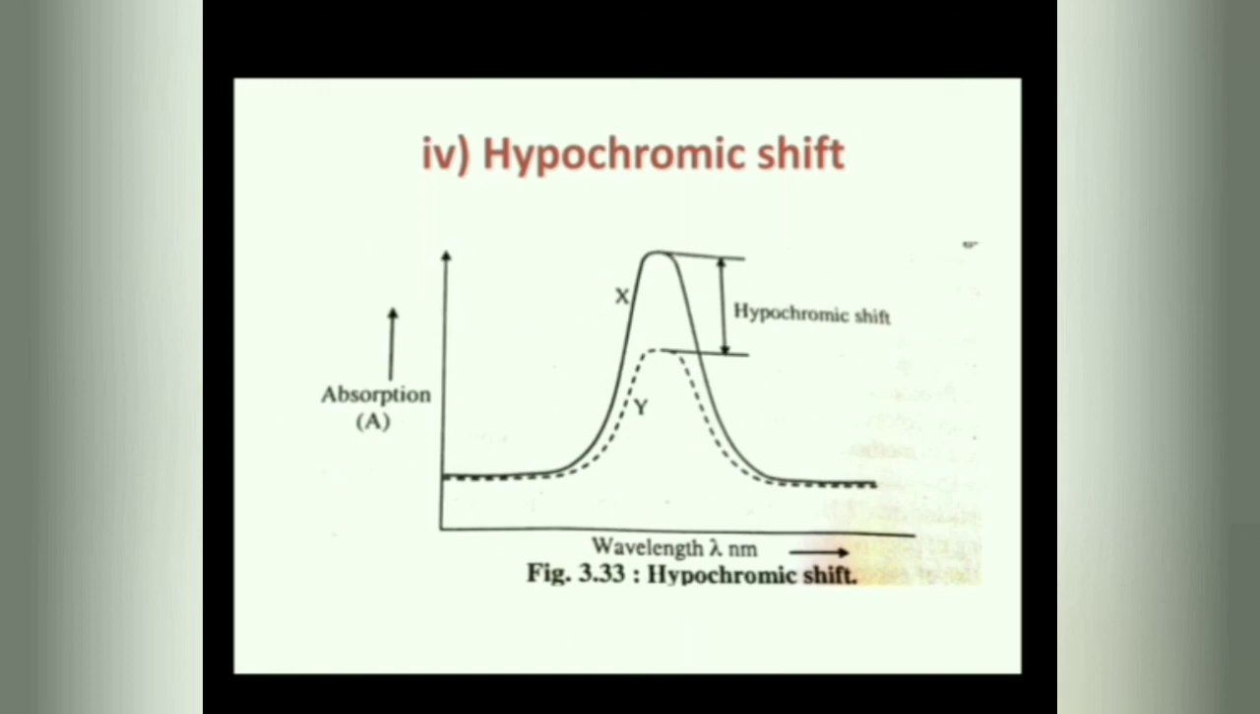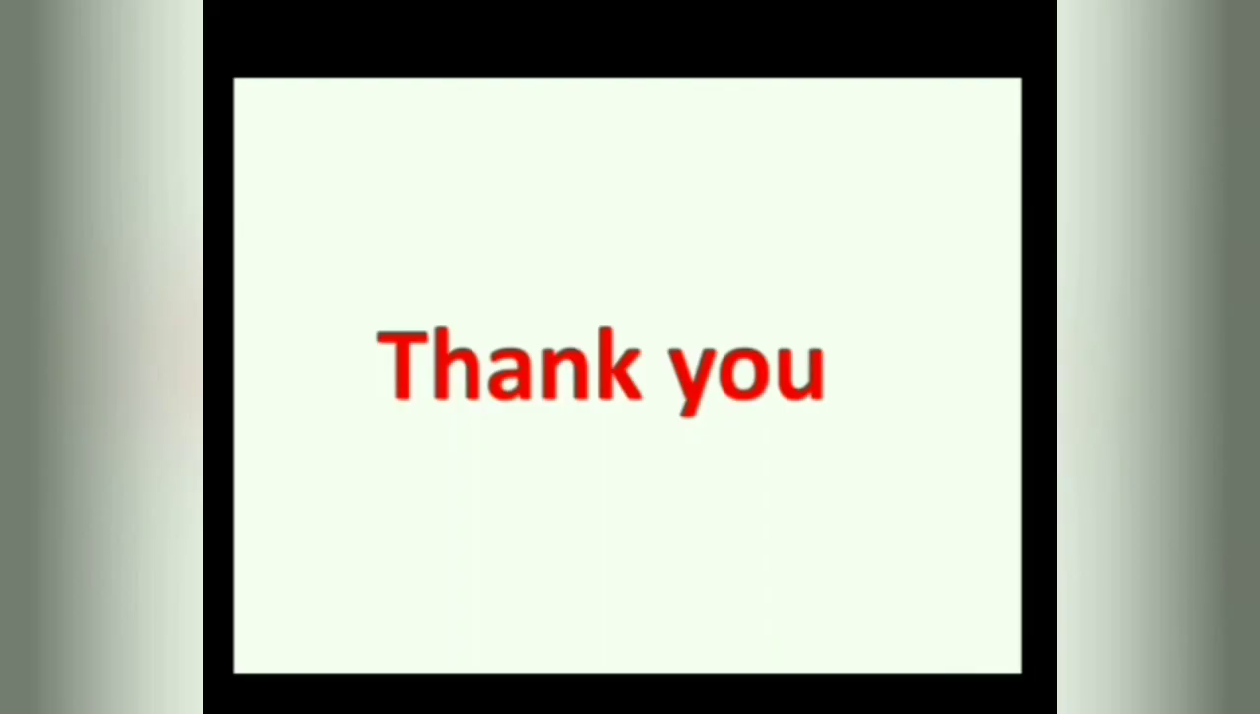See in this particular graph of absorption versus wavelength, X is the normal peak and Y is the hypochromic shift, which occurred by the introduction of the methyl group at position 2 of a biphenyl group. So students, from the exam point of view, these four definitions are very important for one or two marks. Thank you.